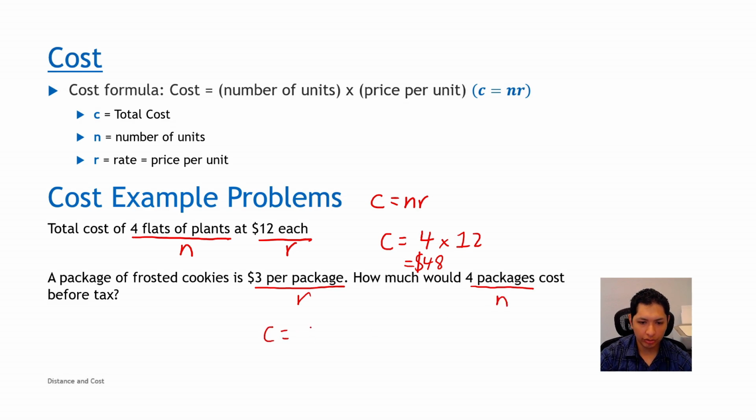Substituting that into the cost formula becomes, my R looks a little bit like an N, so R is 4 packages times $3 per package, and that is $12. And that is the cost formula. Let's move on to the next section.